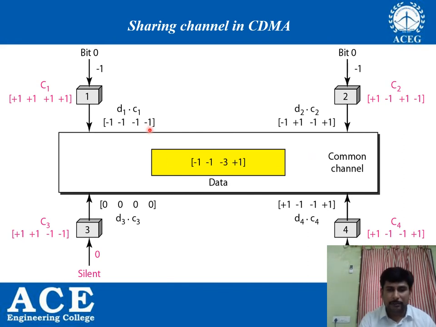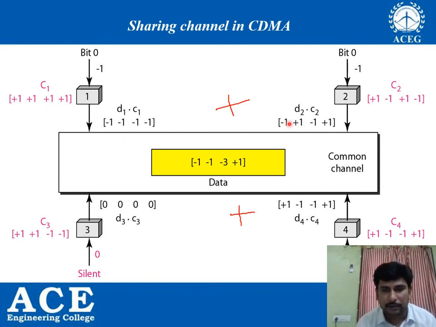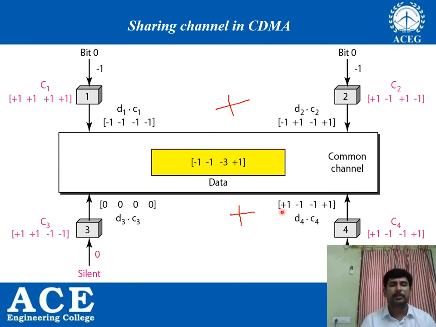So D1 C1 plus, D2 C2 plus, D3 C3 plus, D4 C4. Now what is the first bits? Minus 1, minus 1, 0, plus 1. So what is the sum of all those 4 bits? Minus 1, minus 1 is minus 2, plus 0 is minus 2, minus 2 plus 1 is minus 1.